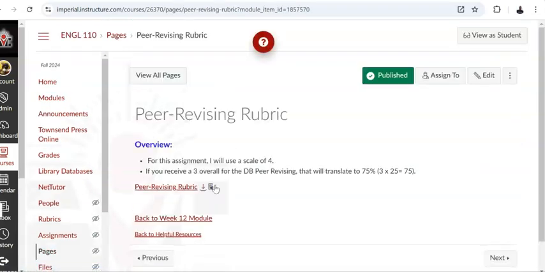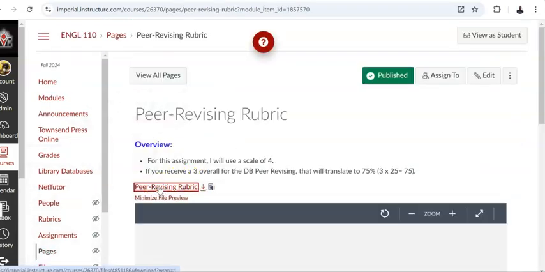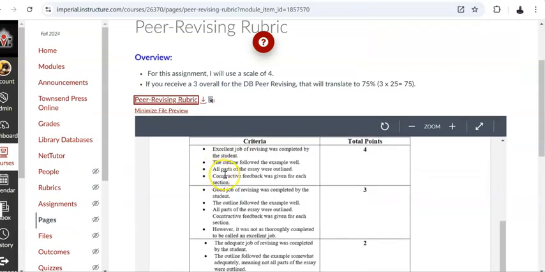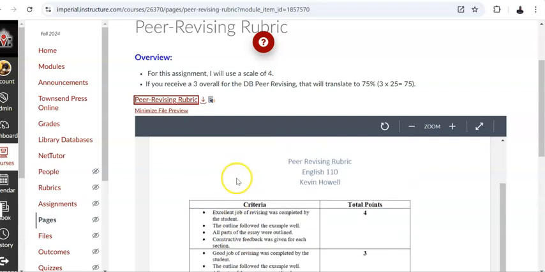All right. And then how am I going to grade this? I'm going to use a scale of 4 for the peer revising rubric. I know this is being done in a discussion board and it will count as a discussion board grade. But look here, here's the criteria I'm looking for. So if you do well and you cover all of those bullet points and everything, you'll get a 4. And a 4, what does that mean? I'm going to multiply by 25, which will give you 100.